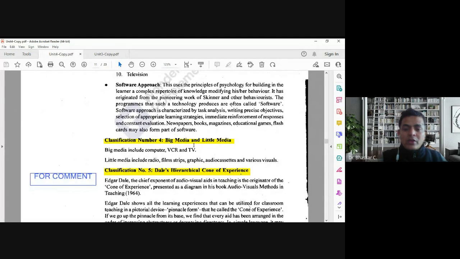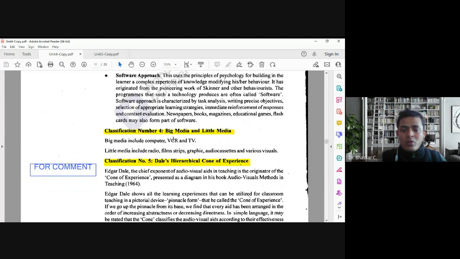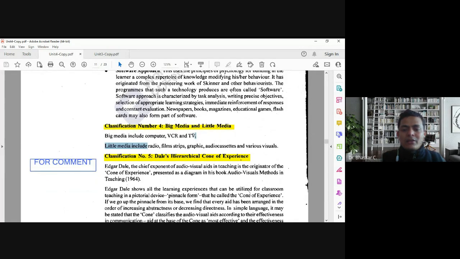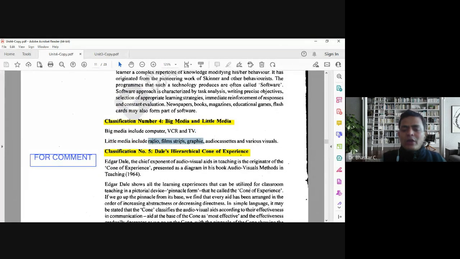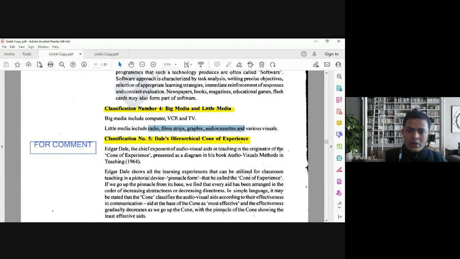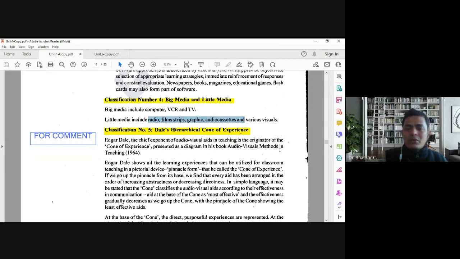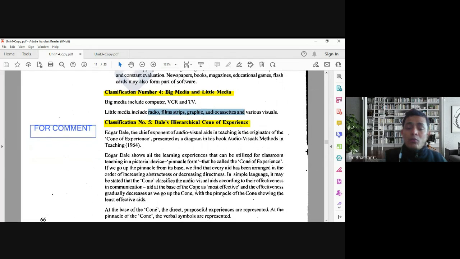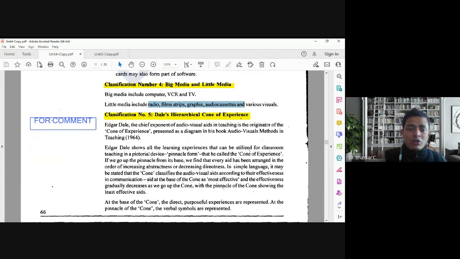Then the fourth classification is big media and little media. What is big media? Computer and television are the big media, whereas radio and film strips are the little media. So this fourth classification is about the size of the media. And the last classification is most important. That is why I have mentioned it here for comment.